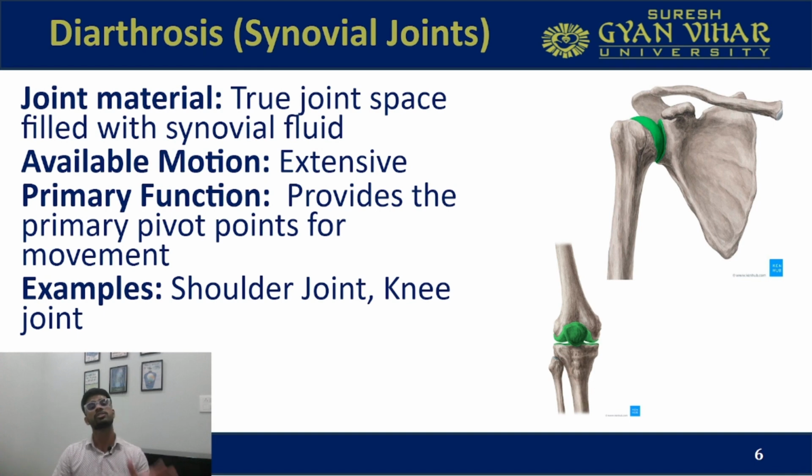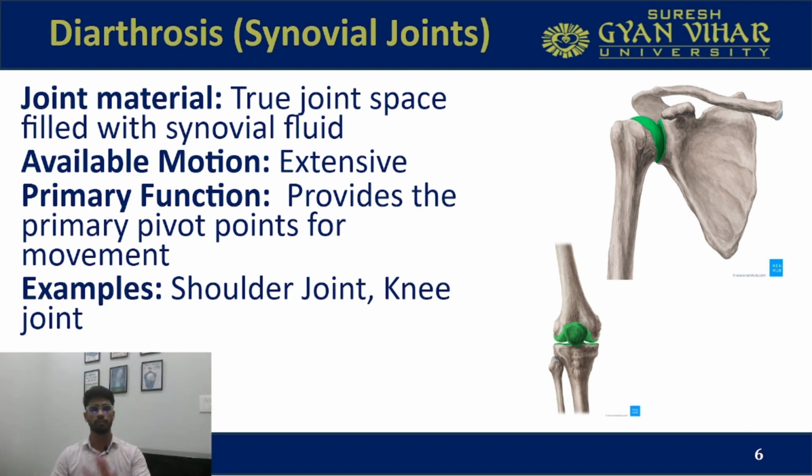We call them synovial joints also. In this type of joint, there is a true joint space, meaning between the two articular bones there is a space, and that space is filled with the synovial fluid. We will see in the coming lectures what the function of this synovial fluid is. This synovial fluid is actually here to provide nutrition and to lessen the friction.